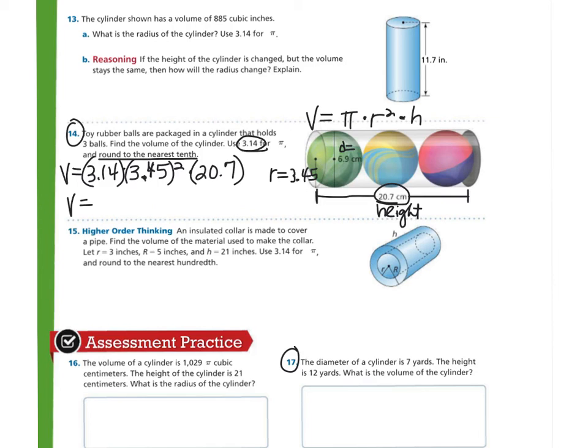And what do you get? You get a nice long decimal. And luckily it tells us to go to the nearest tenth, so we'll say that that's about 773.6 cubic centimeters.